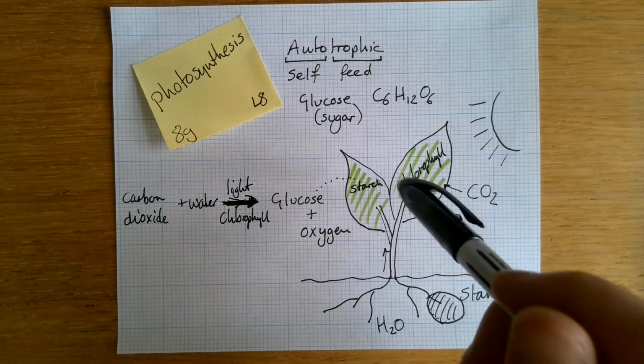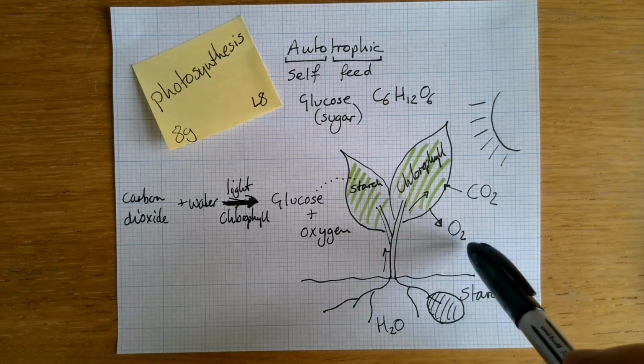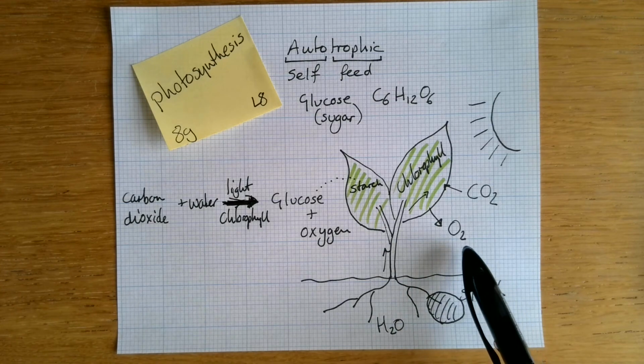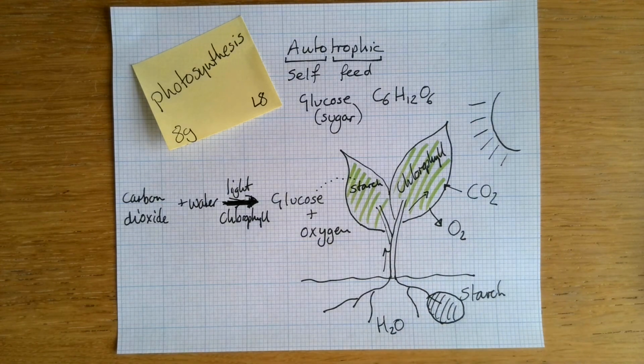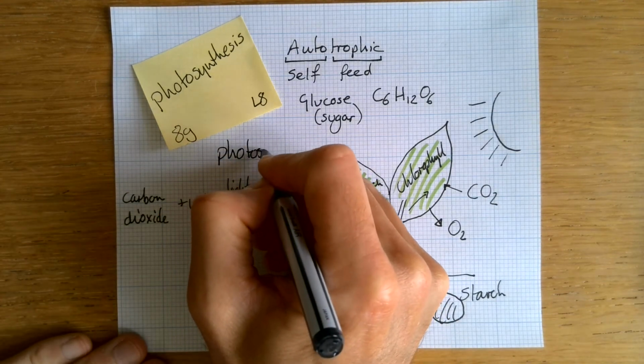Once the glucose has been made, this can be turned into other things, and then finally the waste product that we get is oxygen. Now, it's a bit misleading to think that all of the oxygen that's made is wasted and goes into the atmosphere. It's not. Some of it is used to perform respiration as well, which is the reverse of this process called photosynthesis.